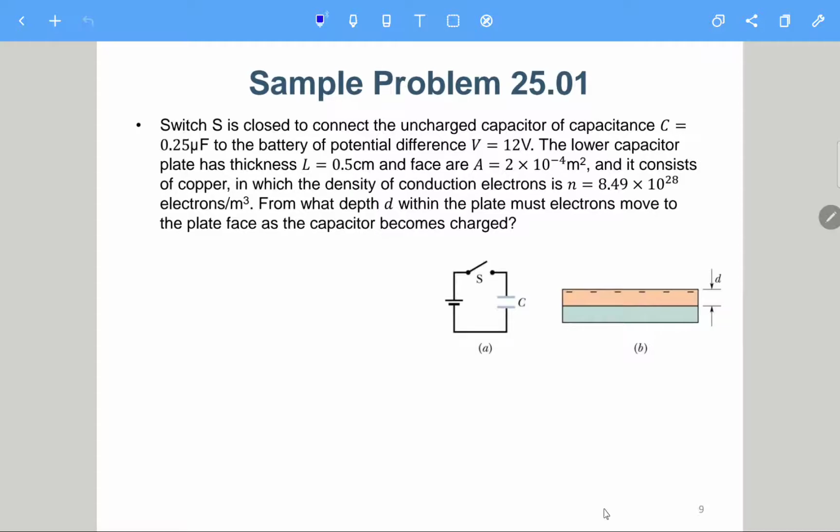So let's take a look at a sample problem. Switch S is closed to connect the uncharged capacitor of capacitance C to the battery of potential difference V. So we have V for this. This is positive, this is negative.